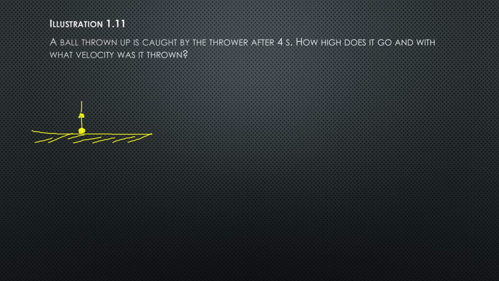Okay. Then reaching its highest point, it starts to go down again, and the thrower catches it at a time of 4 seconds. So how high does it go? That is the maximum height. This is unknown. Okay, and what was its initial velocity?